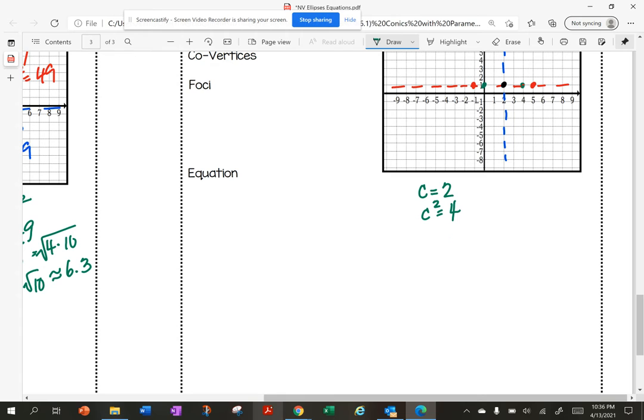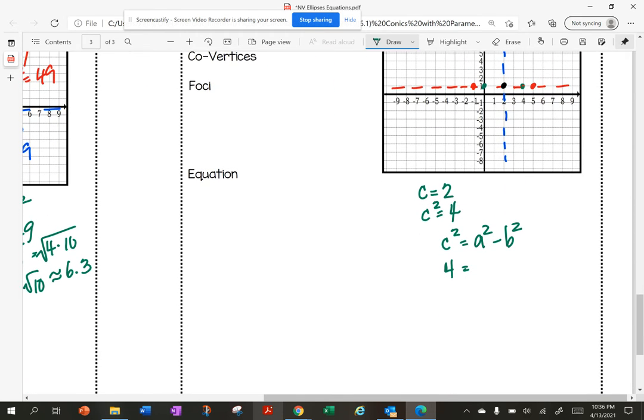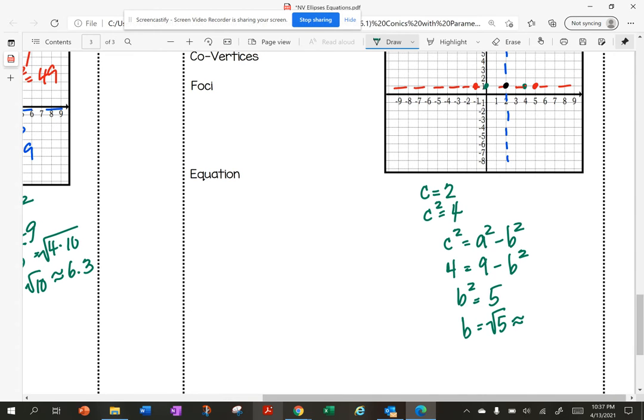So then I know the equation c squared equals a squared minus b squared. So I know a squared and c squared. So I'm going to substitute in c squared is 4, and we said a squared is 9. So we need to solve for b squared. So b squared is 5. So b is the square root of 5, which is approximately 2.3.